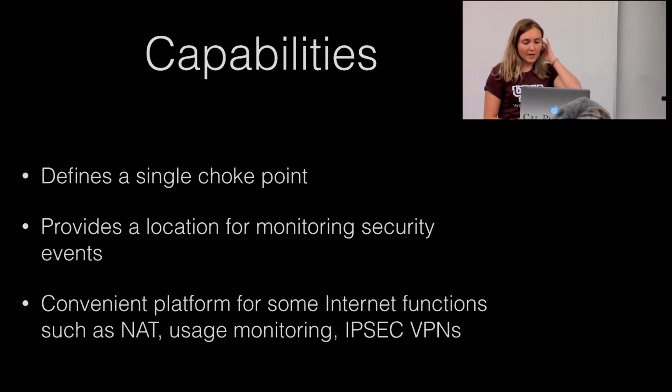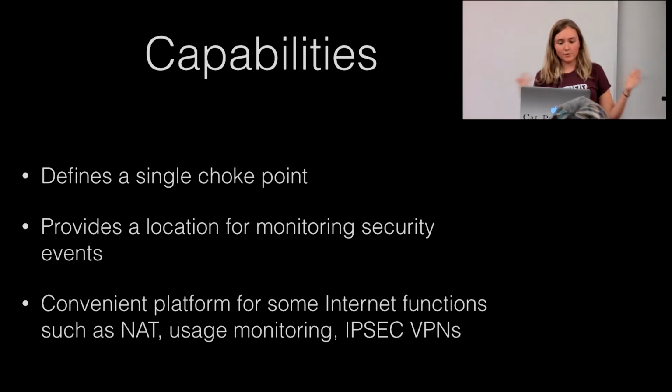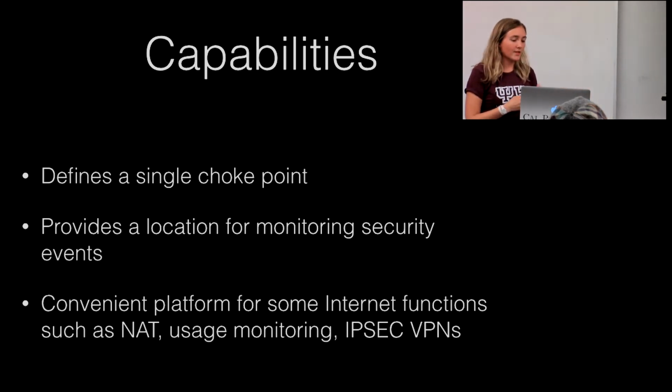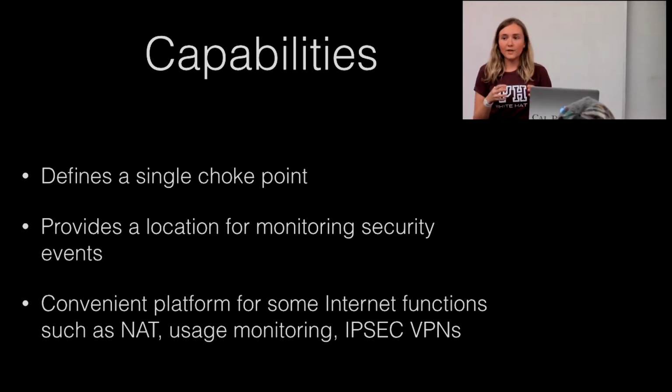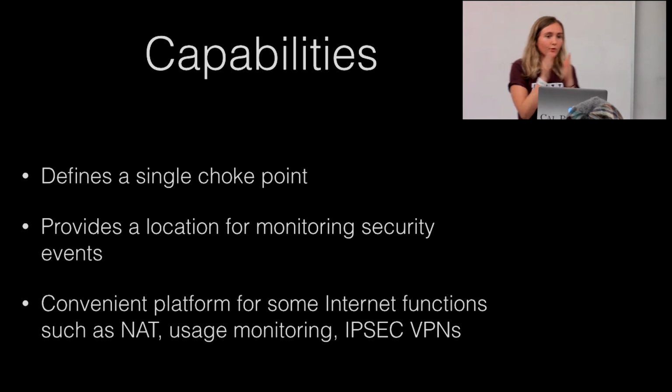So it's important to talk about both the capabilities and the limitations of what a firewall can do, because in security we want to make sure we know how strong things can be, but also what the weaknesses can be. So the capabilities of a firewall are that they define a single choke point. Basically, if all of your network traffic is coming through one place, then you can put a firewall at that place, and it defines a single place where all information must be looked at before it passes through into your internal network. It also provides a location for monitoring security events, keeping track of and logging what types of activities are going on through your network and the outside world. And it's also a convenient platform for other internet functions, such as NAT, usage monitoring, and IPsec VPNs. But it's important to talk about also the limitations.